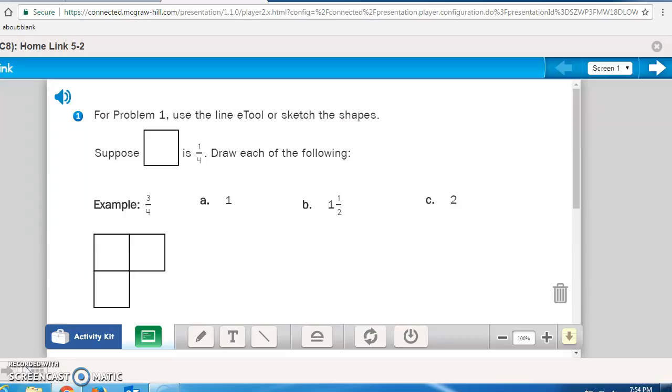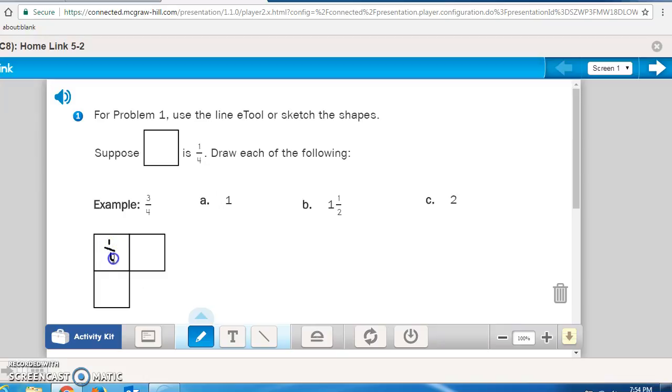The final thing you're going to be doing for this lesson is Math Masters, page 195. It reads, what is the whole? So for problems 1 through 3, you're going to use your geometry template or sketch the shapes, but I would rather you went back and got the geometry template. So it asks, suppose the square is a fourth. Draw the following. Again, I like to have you write that fraction in there.